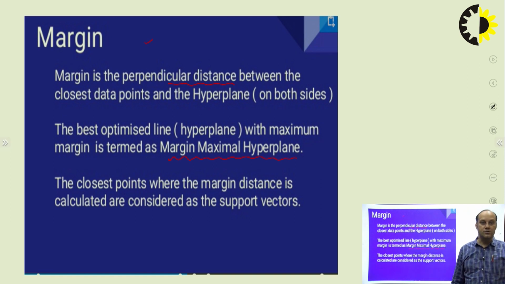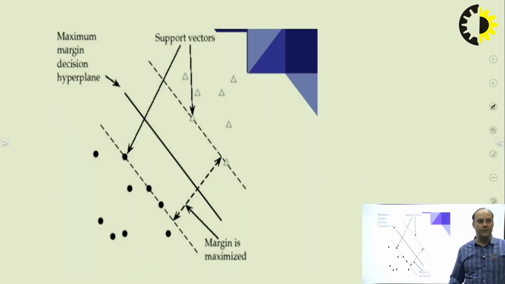The closest points from where the margin distance is calculated are considered support vectors. This is where the name support vector comes from. Why do we call this technique a support vector machine? Because the closest points from where we calculate the margin distance are called support vectors. So we call this learning technique the support vector machine, because we need to find the maximum margin.